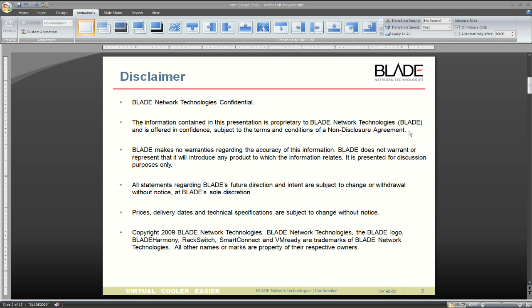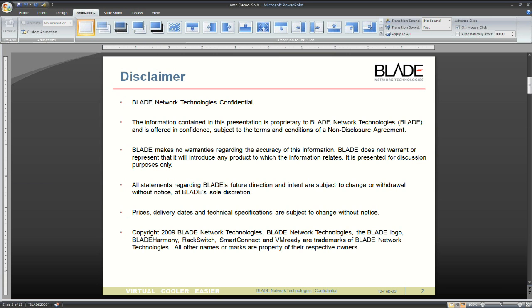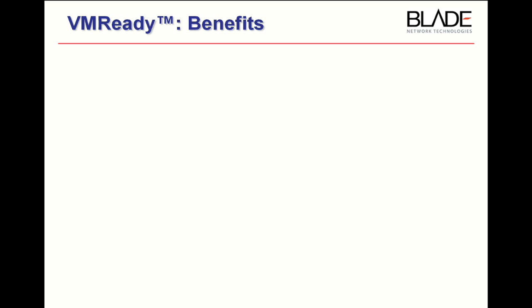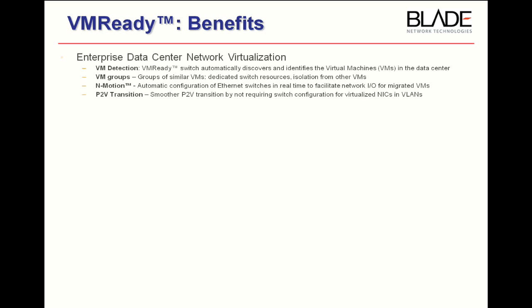Thank you, Hector. We will now start the VMready product demonstration. Let me just minimize the screens that we don't need. And first we will walk through the benefits of VMready. So VMready is an enterprise data center network virtualization product. What it does is that it detects virtual machines connected to itself, which is a new and unique feature of our switches which have VMready software in it.